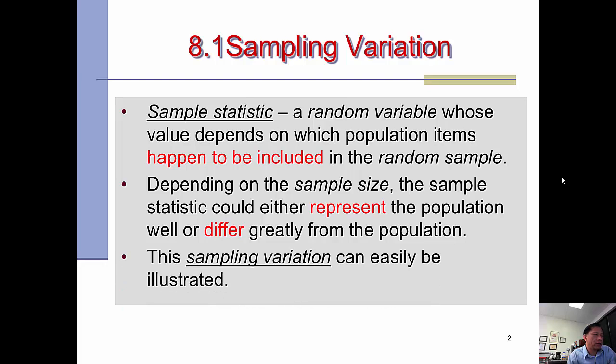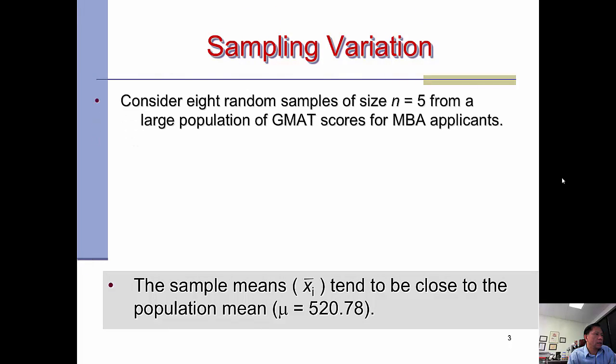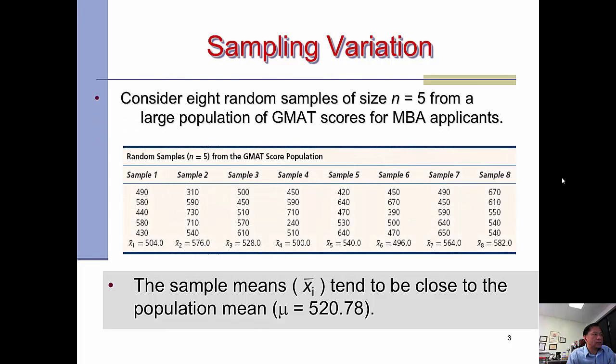So this sampling variation can be illustrated in the following example. For example, like GMAT score. For those of you who will be taking a GMAT test, and apply for MBA program or graduate school in business, you will do that. Right? And let's consider 8 random samples of size n equals 5. I take 5 students from a large population of GMAT takers, their scores for the MBA applications. Okay. You take 5 from the population.